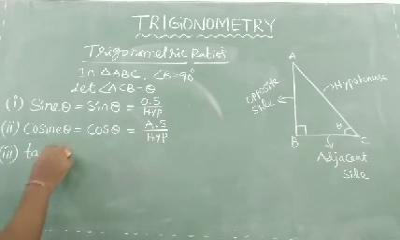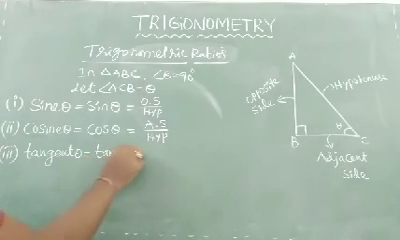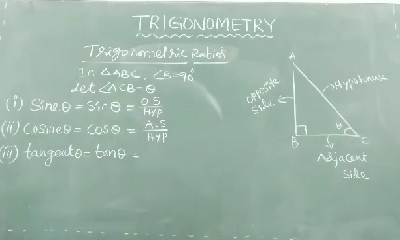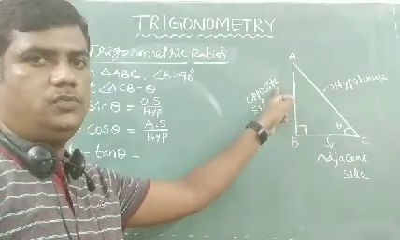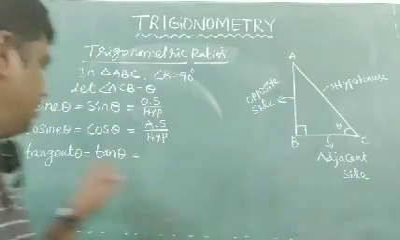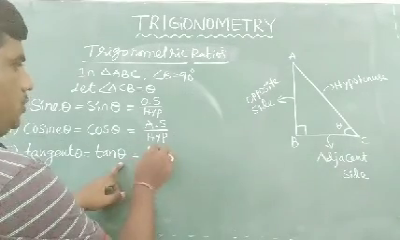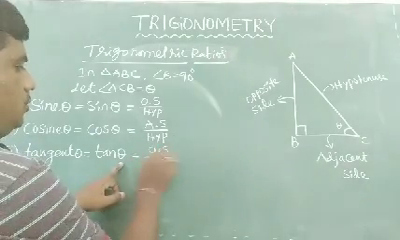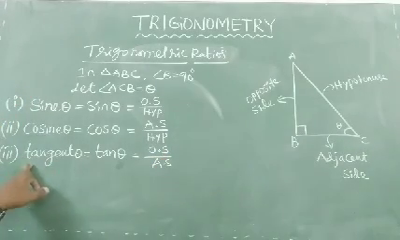Next, the third one is tangent theta. Shortly we can write as tan theta. The ratio between the opposite side and the adjacent side is called tangent theta or tan theta.